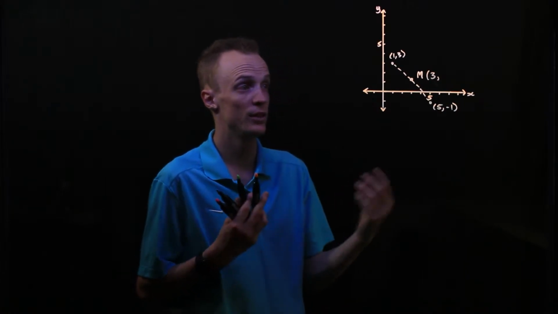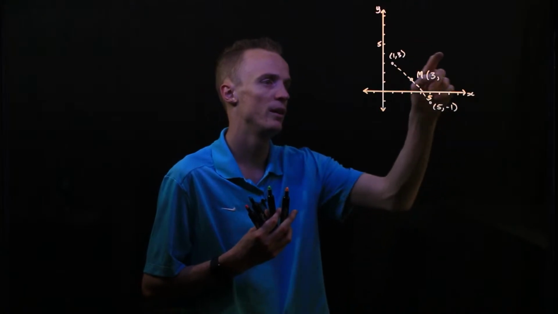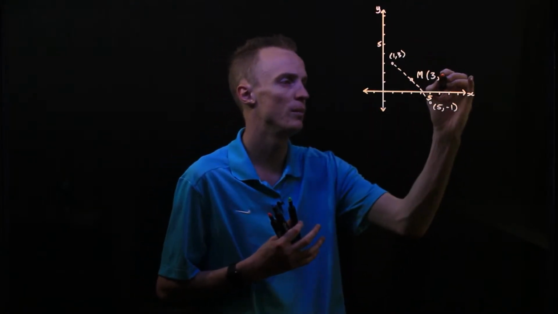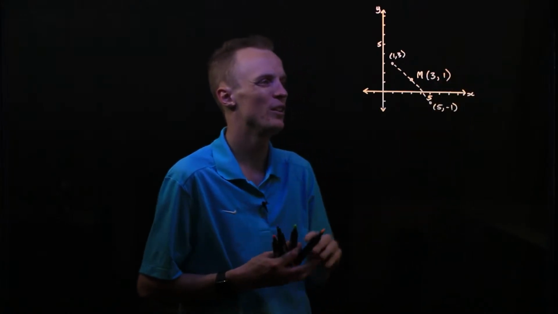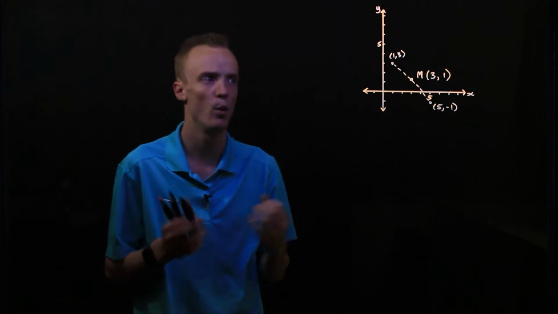Now if we do the same with our Y, we want the middle between negative 1 and positive 3. Now the middle between those two is going to be positive 1. So we know that our midpoint in our problem here is going to be equal to 3 and 1.